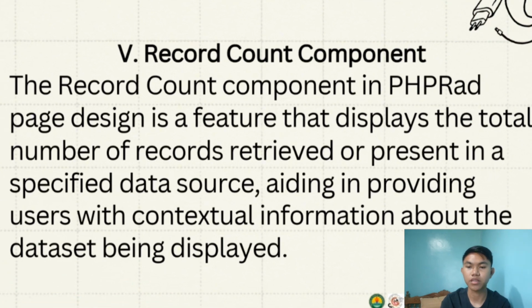Record count component. The record count component in PHP-RAD page design is a feature that displays the total number of records retrieved or present in a specified data source, providing users with contextual information about the dataset being displayed. It will help them understand the scope of the data being presented.